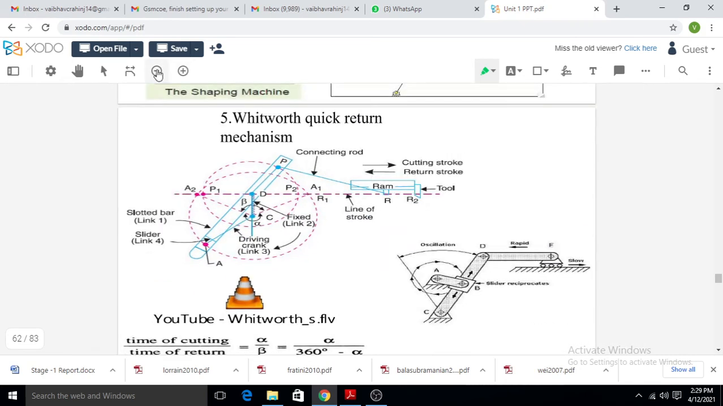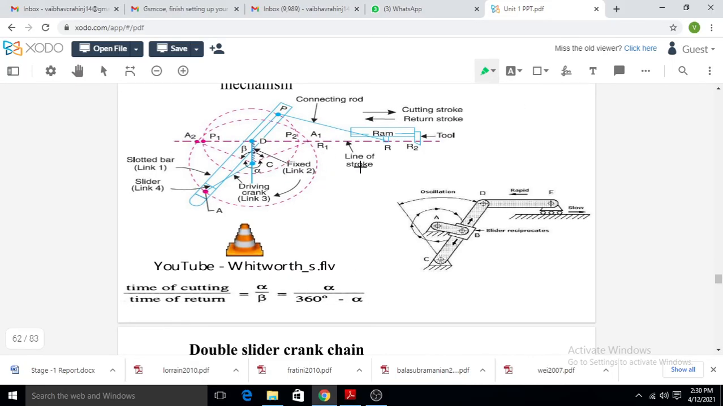The next mechanism is the Whitworth quick return mechanism. This is one type of quick return mechanism. It is similar to the crank and slotted lever mechanism.